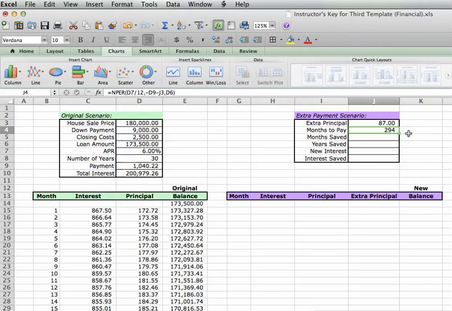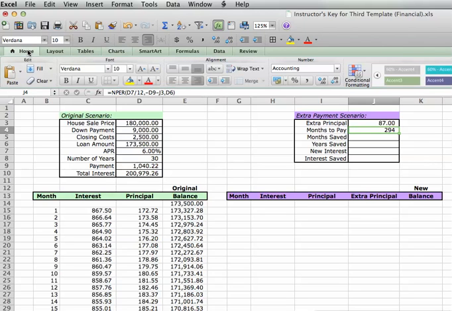And that has rounded. Just to double check on that, I'm pretty sure if I were to ask for some more decimals, there it is. So it didn't take exactly 294 months to pay and be debt free. It took a rounded 294. But you can set your decimals however you'd like.